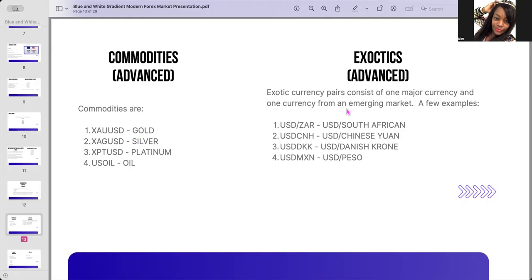So the exotic currency pair consists of one major currency and then one currency from an emerging market. So the USD dollar versus the South African, which is the ZAR. The USD ZAR is the dollar versus the South African. The USD Chinese, the USD Danish krone, the USD, which is the dollar against the Mexican pesos. So these are all exotics.